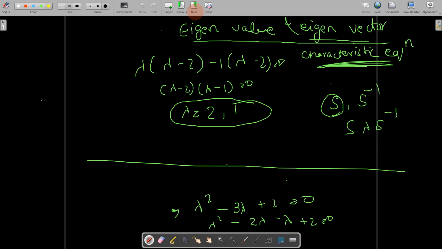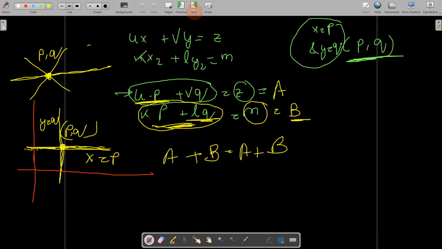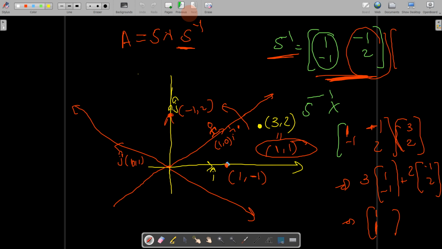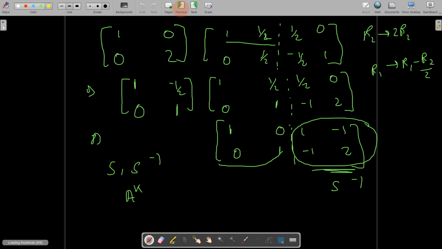In part 4, we discussed the intuition behind what S and S inverse mean, where S is the eigenvector matrix, S inverse is the inverse of that eigenvector matrix, and lambda is the matrix having the eigenvalues as its diagonals. Any matrix A can be represented as S lambda S inverse. We discussed the intuition behind it.